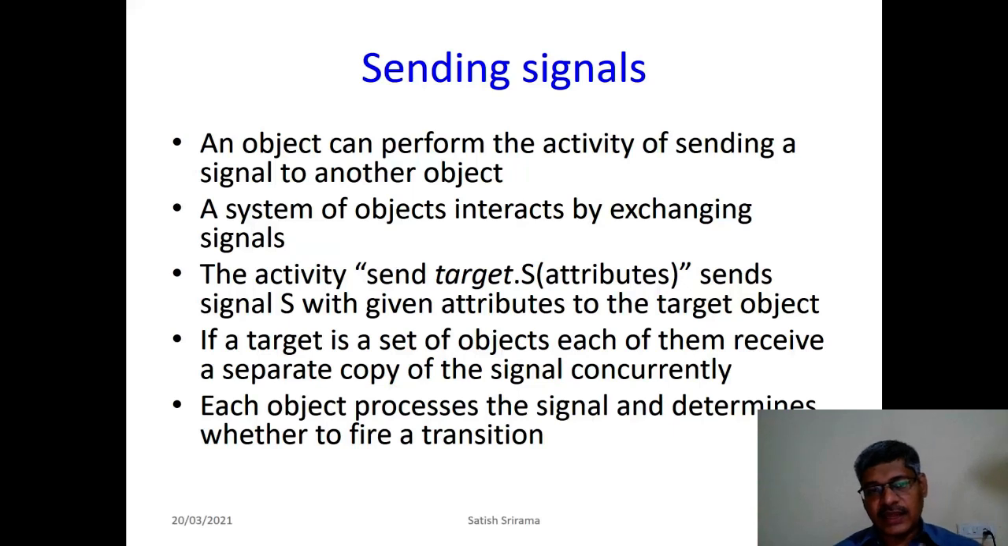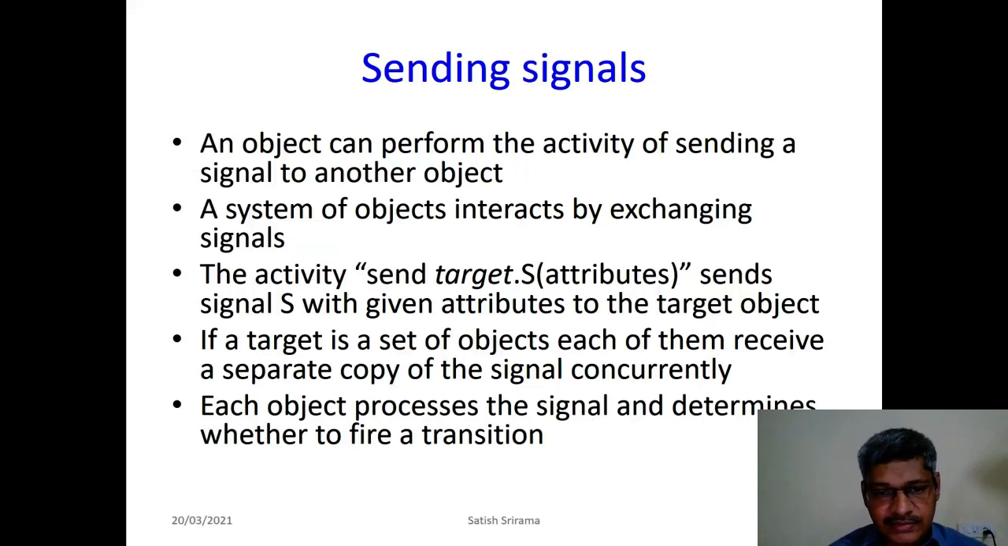Then another very interesting concept is that an object can perform the activity of sending a signal to another object. For example, within a system there are several objects. In this case the button is one object, looking at the same garage example. When I press the button, it is sending a signal to a particular object, which is the door, which is opening or closing in that particular state. So an object performs the activity of sending signals to another object. It is pretty common. A system of objects interacts by exchanging these signals. That's how systems work.